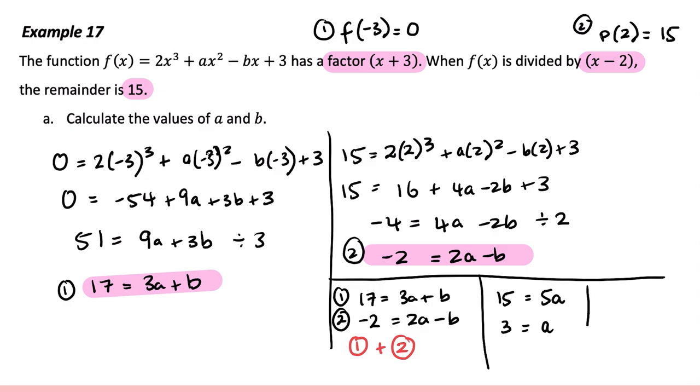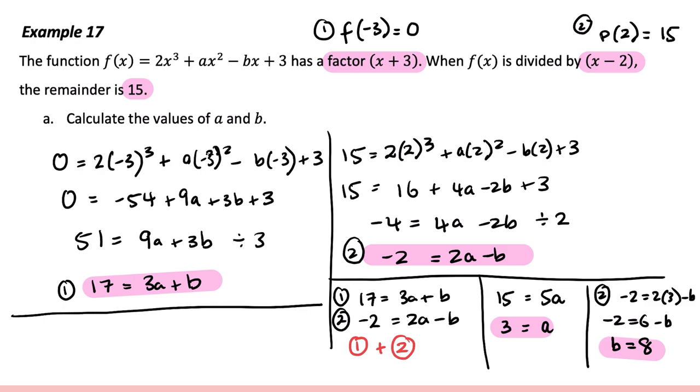From there, I can substitute that into any equation. I'm probably just going to sub it into 2 because that's a lot easier, smaller numbers. -2 is equal to 2 times 3 minus b. So that'll be -2 is equal to 6 minus b. If I take the b over and the 2 over, b is equal to 6 plus 2, which is 8. And there are my solutions. So a is equal to 3, b is equal to 8. Now, of course, you can also do this on the CAS calculator as well. It really depends what the question is asking you.